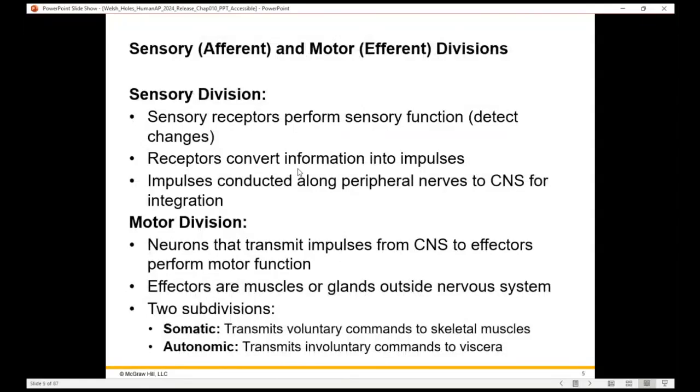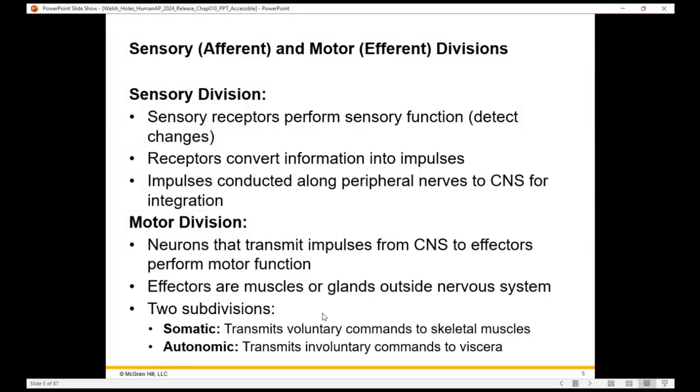The sensory division has sensory receptors which perform sensory function, like detecting the changes. Receptors convert information into impulses, and impulses are conducted along the peripheral nerves to the central nervous system for integration. The motor division includes neurons that transmit impulses from the central nervous system to the effectors, and they perform motor function. Effectors are muscles or glands that are outside the nervous system.